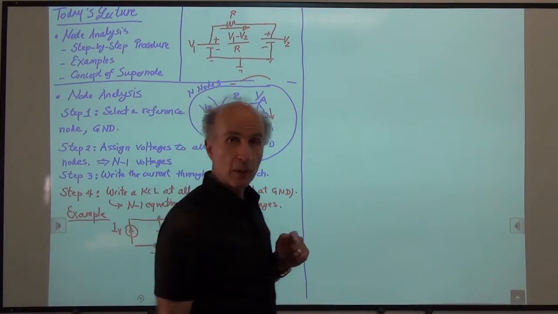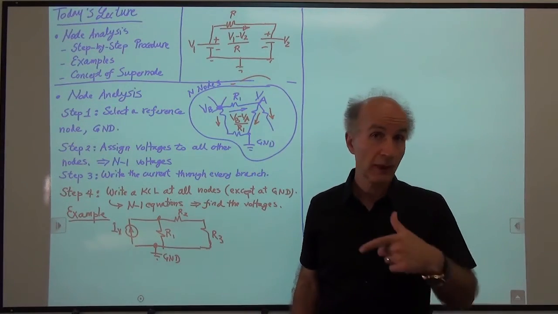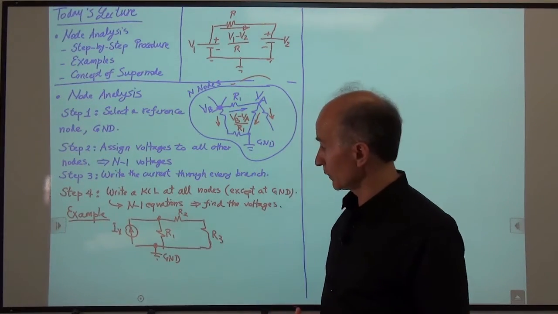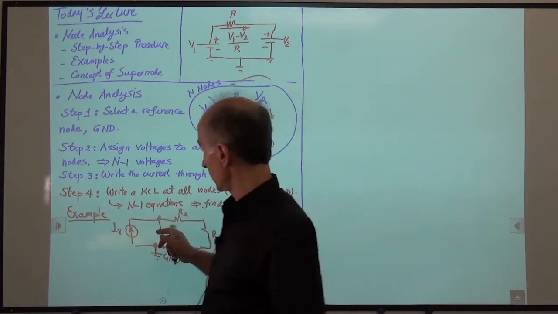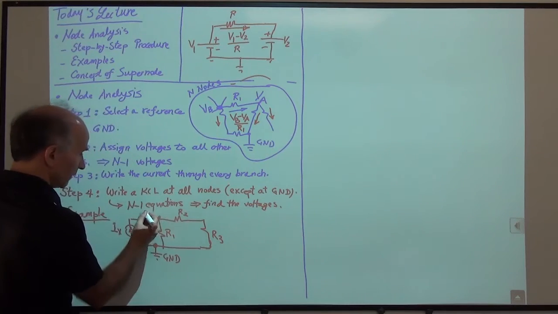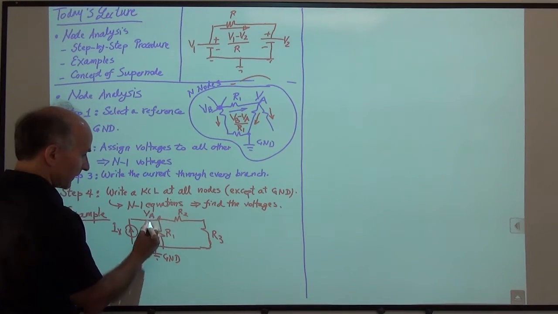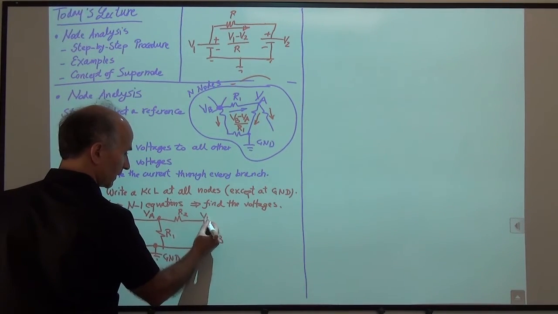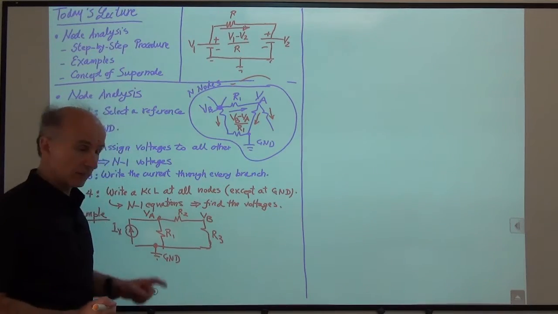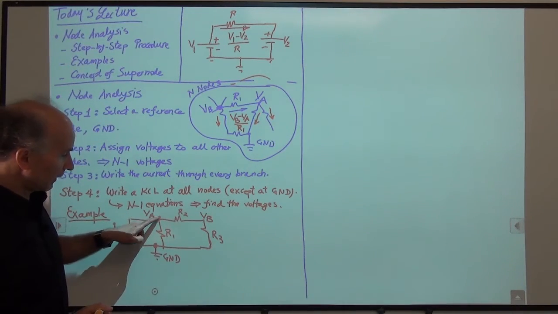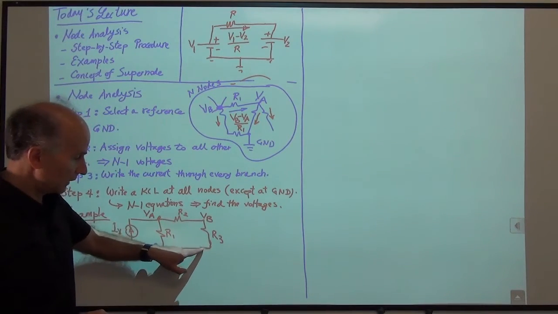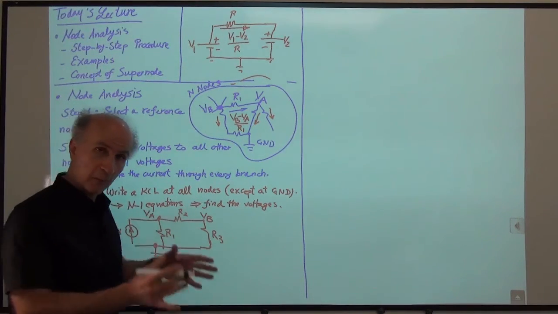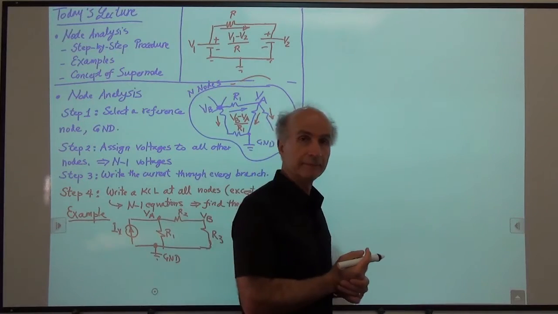Step number two, we will assign a voltage to every other node. So which nodes do we have? We have this one and this one. So let's call this one VA, and then this one VB. Remembering that VA means the voltage from here to here, and VB means the voltage from here to here. Okay, always with respect to ground.